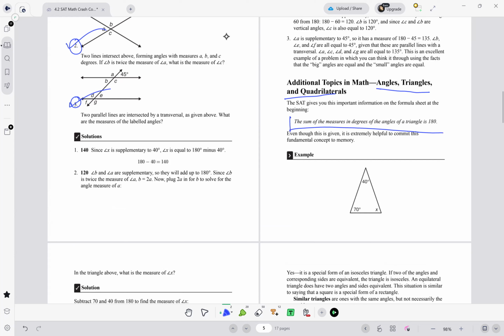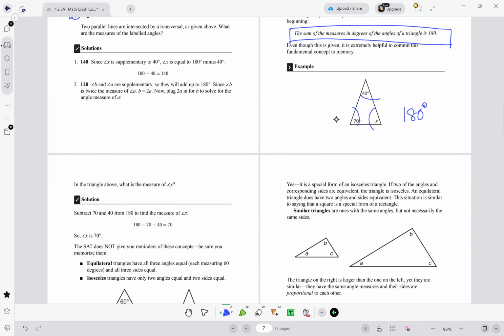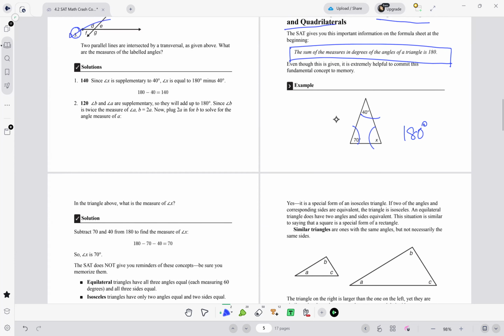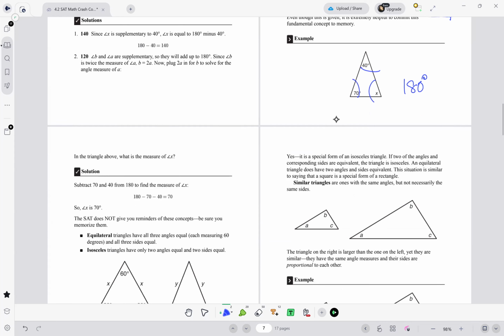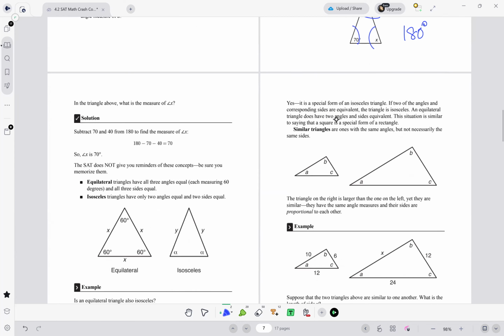There's a pretty simple basic rule which tells you that the sum of the measures in degrees of the angles of a triangle is 180 degrees. We all know that the sum of all of the angles is 180 degrees. So they're just asking you maybe to find the value of x. You just need to subtract them. This is very simple. The test does not give you reminders of this concept. Be sure you memorize them.